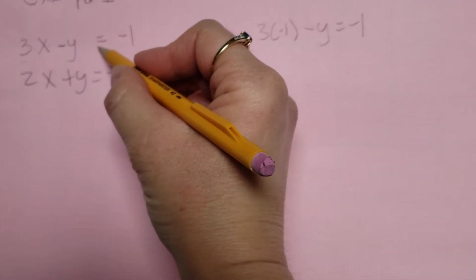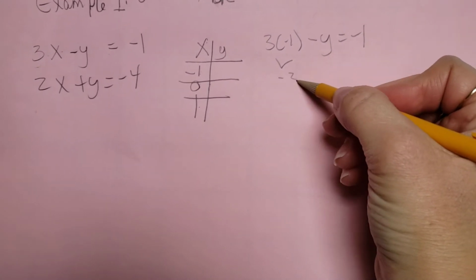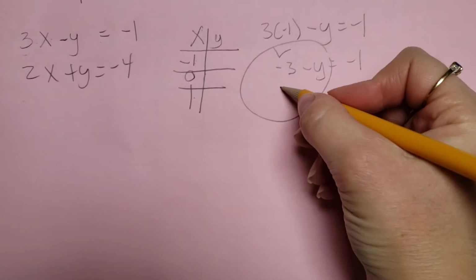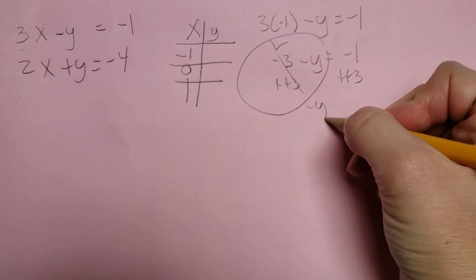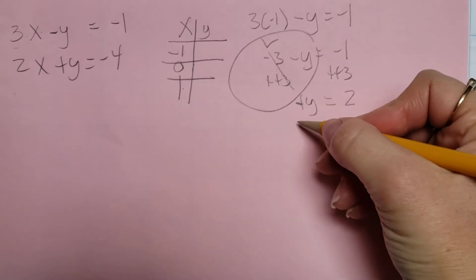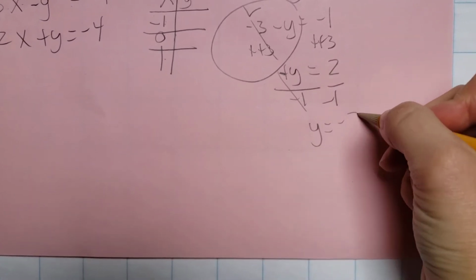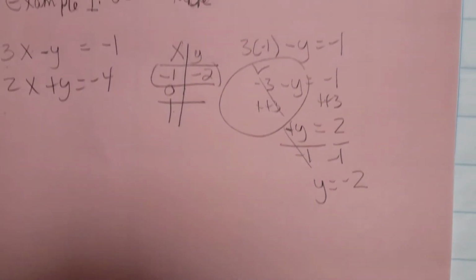So 3 times -1, because I'm plugging in -1 for x, minus y equals -1. Okay, I'm starting with this first equation here. And then -1 times 3 is -3. Bring this down. And then solve your two-step equation. So you're going to add a +3, and then you get -y equals 2. Remember, this negative sign's like a -1, so divide by -1. And you get y equals -2. So that's my first point that will go on my graph.